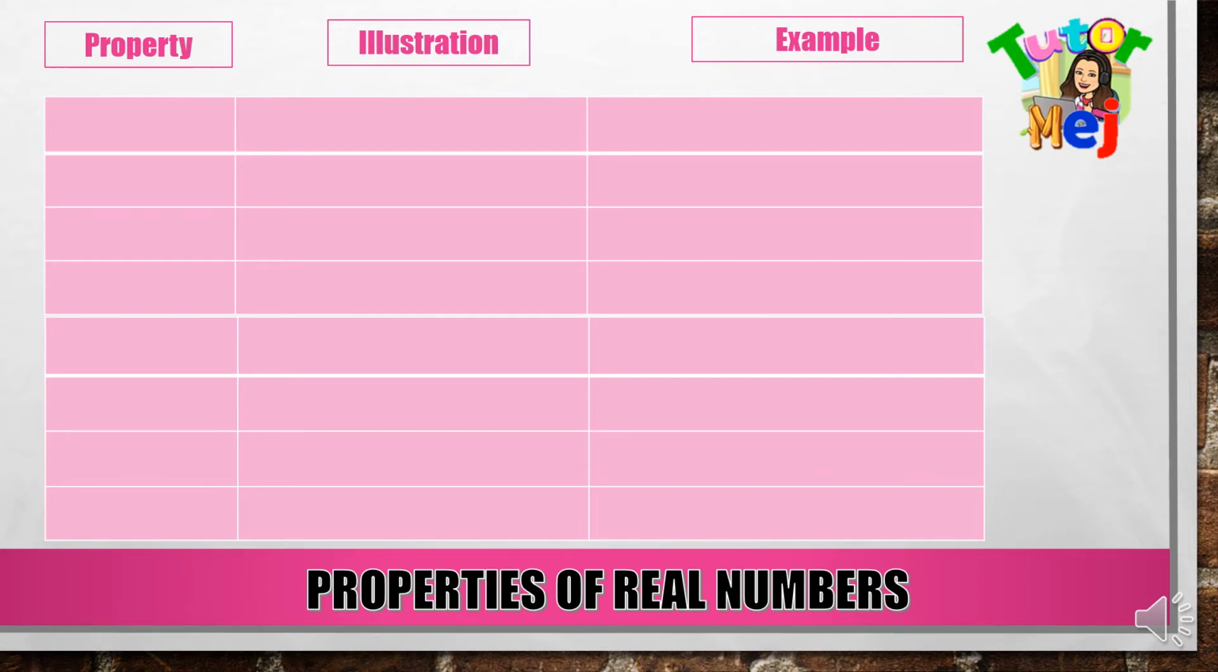Ituloy natin. Identity. So, identity property over addition. Ang illustration ay A plus 0 equals A. Ibig sabihin nito, yung real number A, ayun pa rin yung magiging sagot. So, ano ba yung i-add lang natin? Siyempre, 0. Example, 14 plus 0 equals 14. Sa multiplication naman, multiply tayo ng 1 para yung sagot ayun pa rin given na real number. So, A times 1 is equal to A. Example, 27 times 1 is 27.